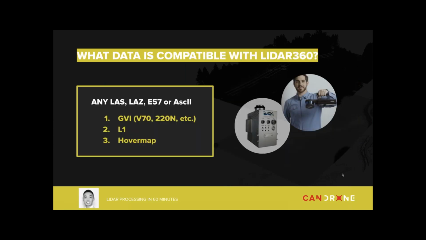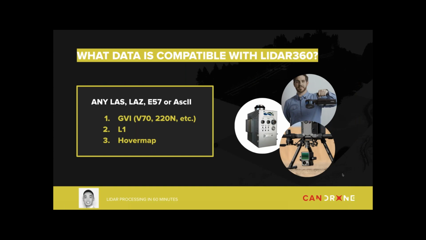Thank you, Dan. So you might be wondering what data is compatible with LiDAR 360. Essentially any LAS, LAZ, E57 or ASCII data is compatible with the software. And obviously the full GVI LiDAR solutions like the V70 or the 220N are compatible. The L1 data is also compatible. As you'll see in the coming slides, we'll use the L1 data as an example. And of course, the Hover Map data is also compatible with LiDAR 360.